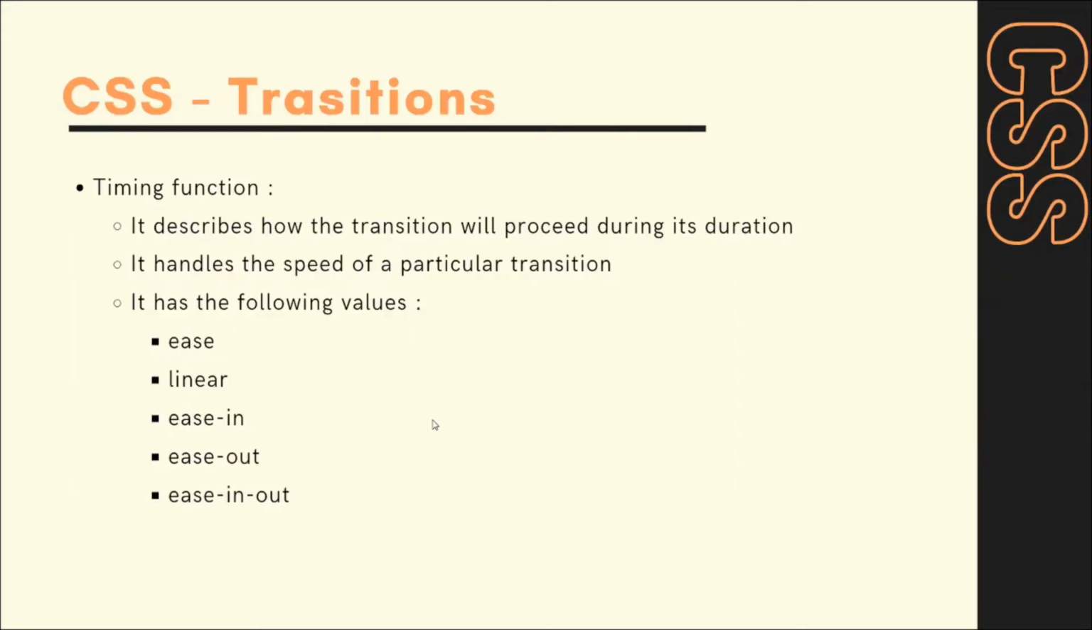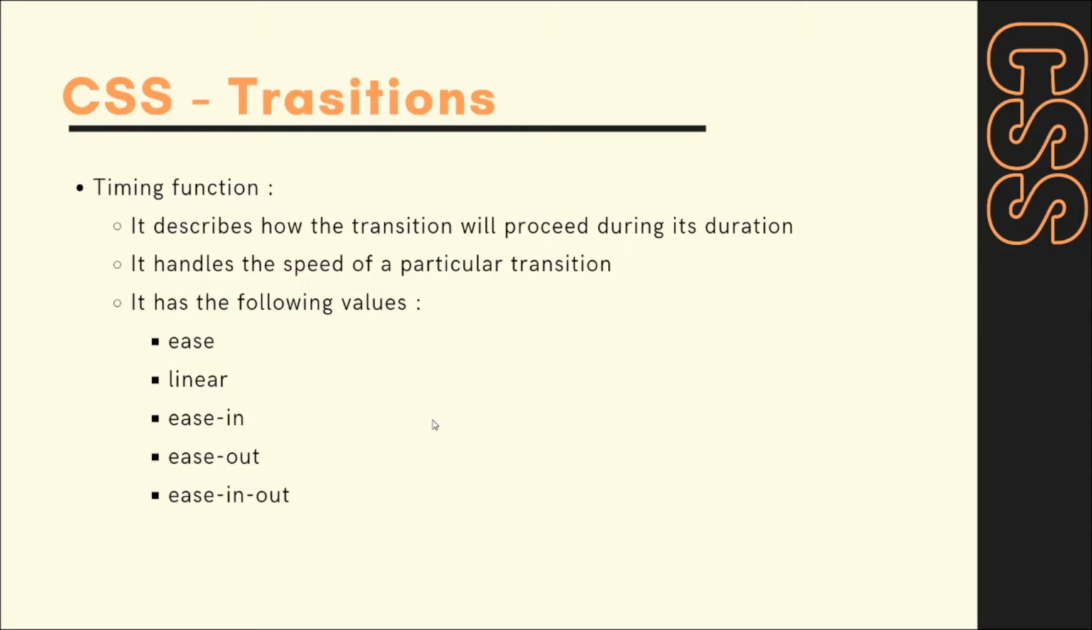Moving on to the timing function. So what is timing function? It defines how the transition will proceed during its duration. It also handles the speed of a particular transition. It has a number of values such as ease, linear, ease in, ease out, and ease in out. Ease and linear are similar, they will increase gradually.